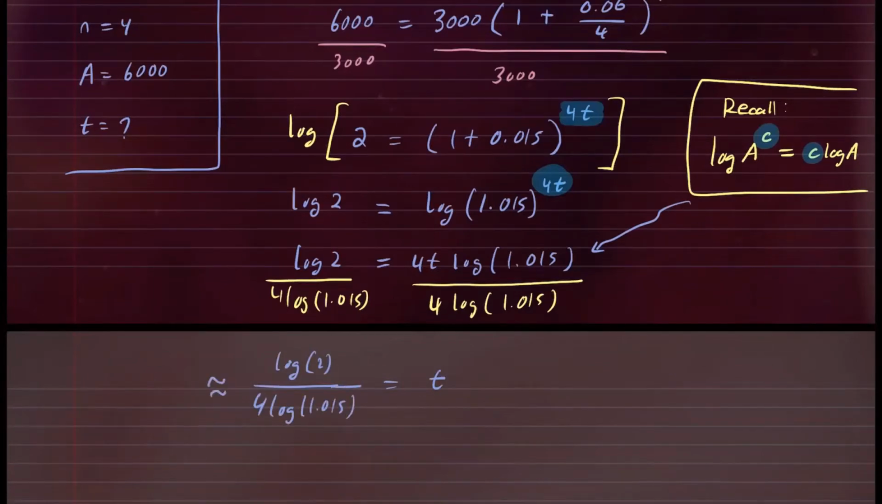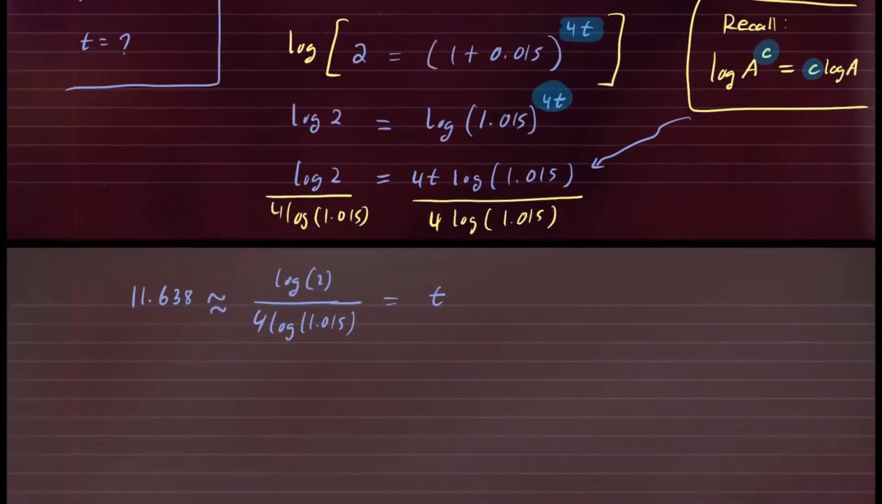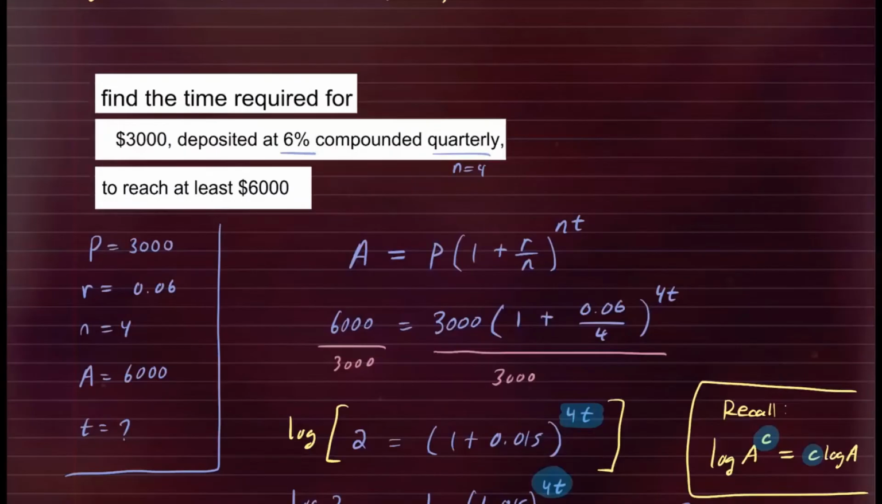Now, if you put this in your calculator very carefully, you will see that you will get about 11.638. So you can round that up to 12 years. So we can say this, it will take about 12 years for the account to reach 6,000 if you started with 3,000 at this particular interest rate. So that'll be the answer to this problem.